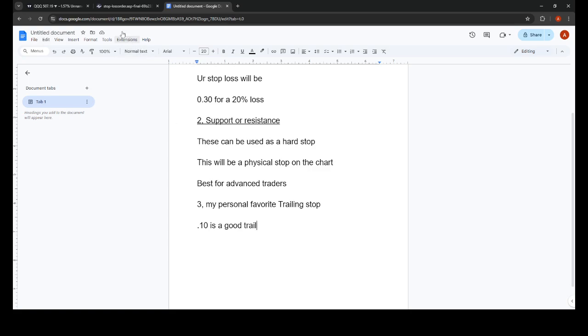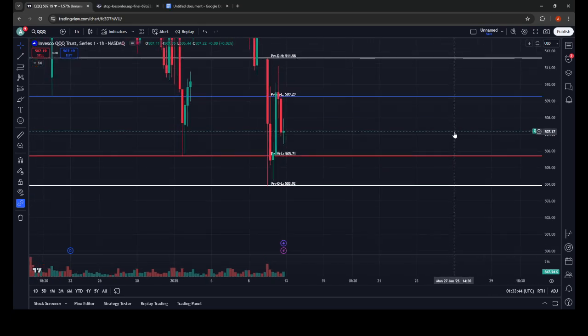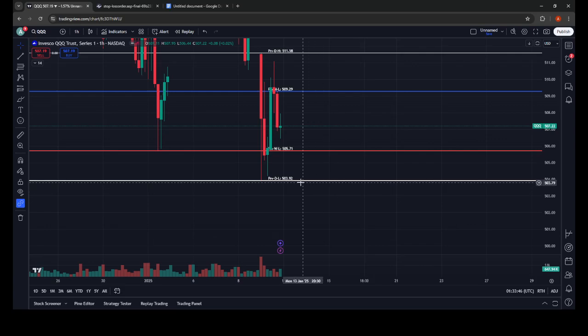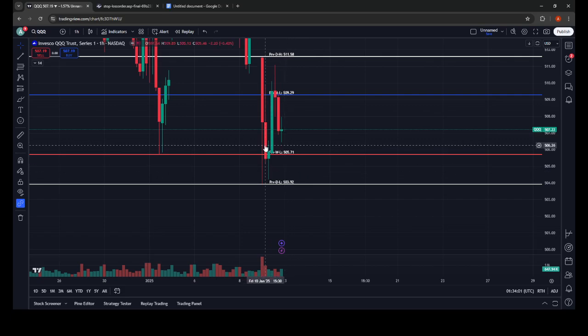So basically, pivot highs or lows would be a good example of a support or resistance. For today, for example, you see that we put in this low of 503.92 on QQQ. As you can see, I'm looking at the hourly as well. We built above this 505.71, which was a previous support level that we broke through. We reclaimed it.